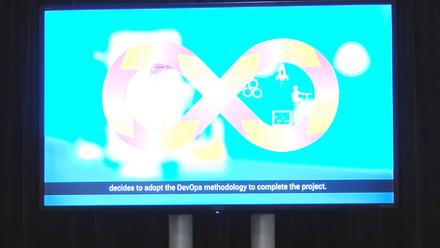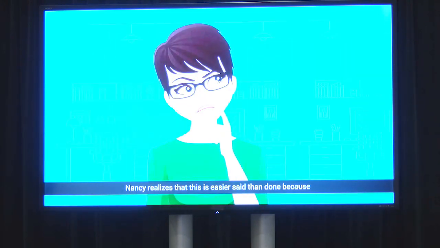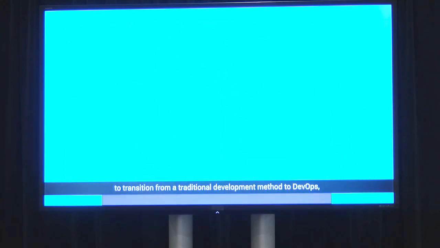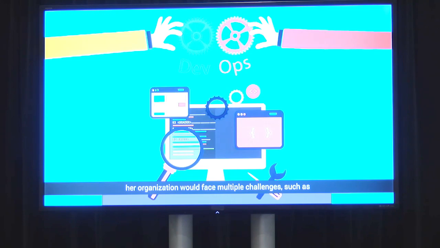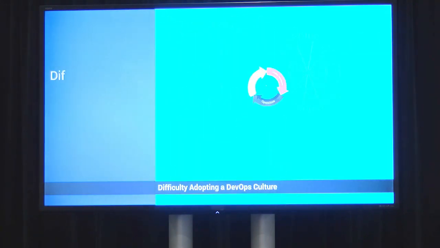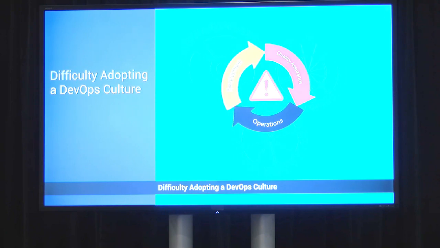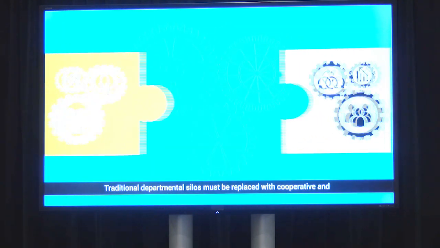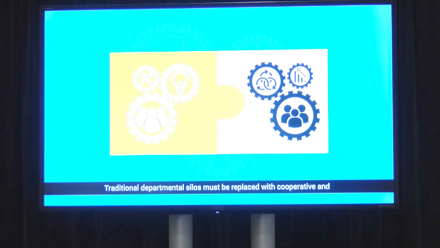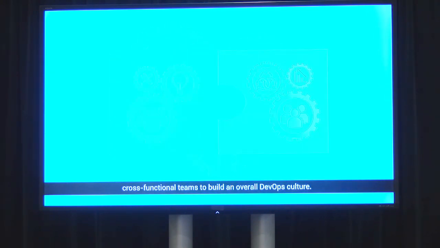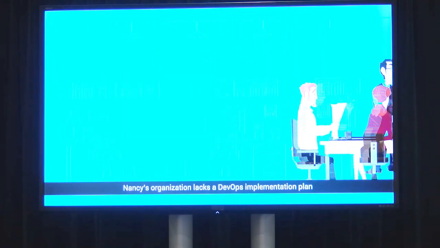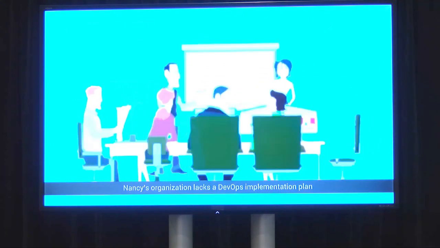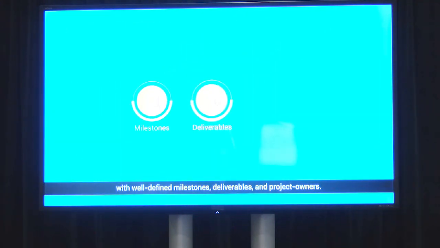However, Nancy only has a week to roll out the app and decides to adopt the DevOps methodology to complete the project. Nancy realizes that this is easier said than done, because to transition from a traditional development method to DevOps, her organization would face multiple challenges, such as difficulty adopting a DevOps culture. Traditional departmental silos must be replaced with cooperative and cross-functional teams to build an overall DevOps culture.